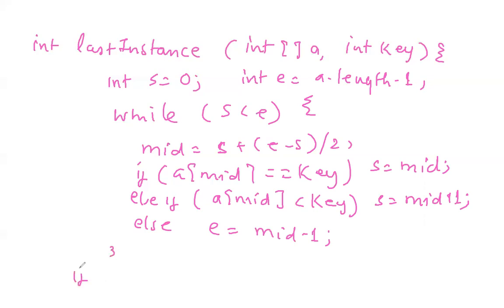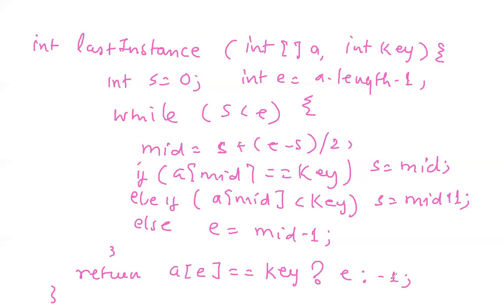And then let's use a ternary: return if a of end, or s, whatever you want, equals key, then return end, else return -1. That's it. This is a ternary operation in Java. Actually, it should be the same in Python as well, right? I don't know.